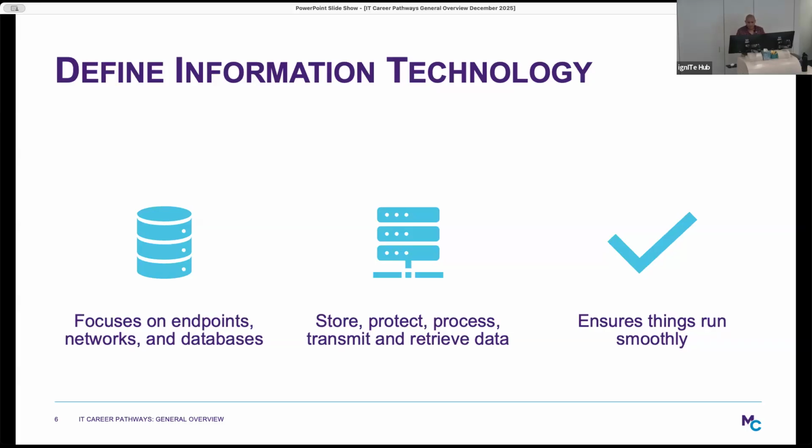So that data needs to be stored, backed up, and protected, making sure that it's not stolen, compromised, or changed, and that it is also accessible to the right people at the right times, okay? Again, it sounds simple, but there's a ton behind it. And the last one ensures that things run smoothly. Easier said than done. There's a lot of work behind it.